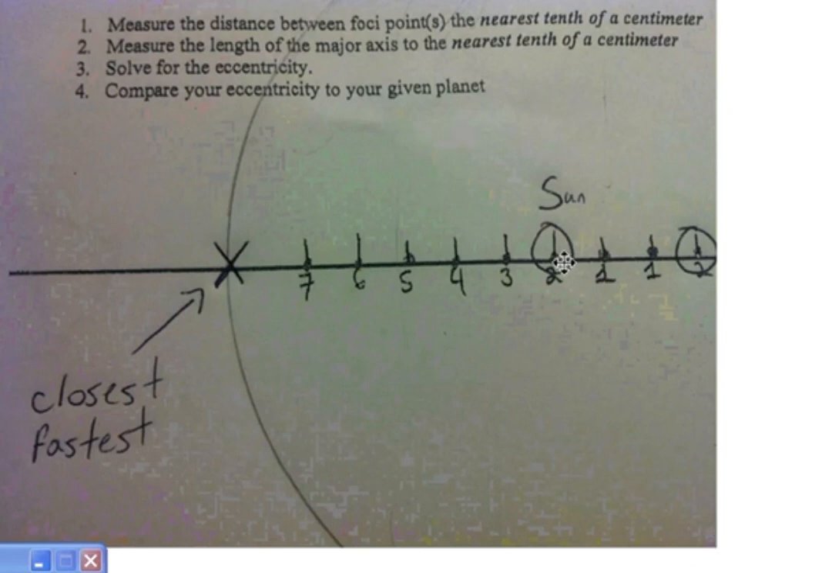So again, you're going to label one of your foci point S, and where it's closest to the sun is going to be on the line with it, where the orbit and what we'll later call the major axis intersect. Anywhere else, you will lose a point. Put the X directly where the orbit intersects with this major axis line.